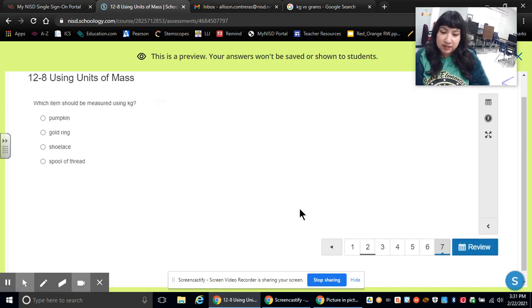And lastly, number 7. Which item should be measured using kilograms? Kilograms, remember, is like a big heavy book. So which one should you weigh in kilograms? A pumpkin, a gold ring, a shoelace, or a spool of thread?